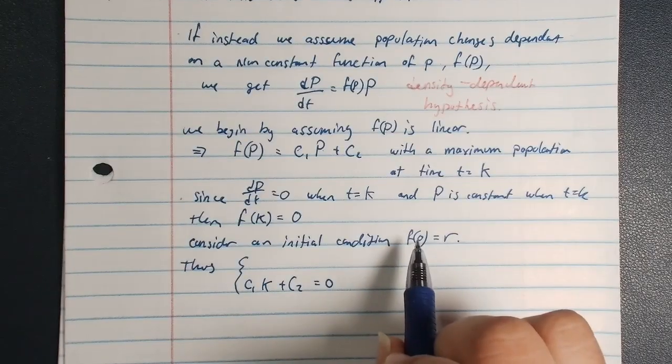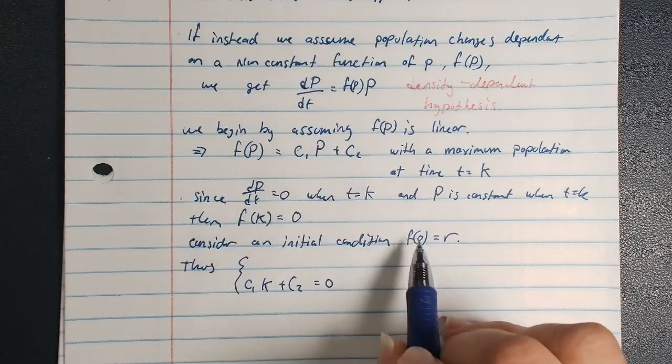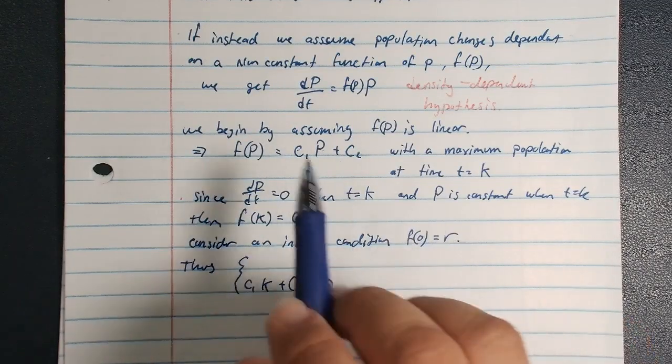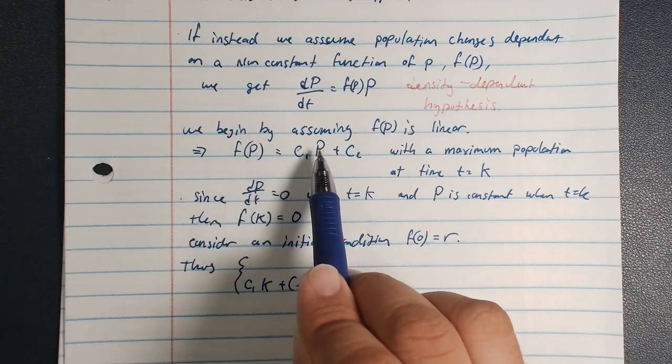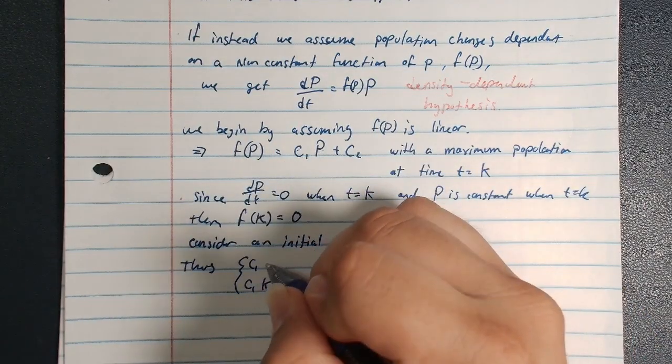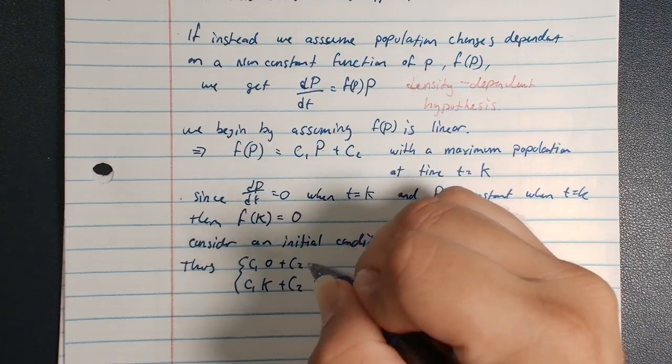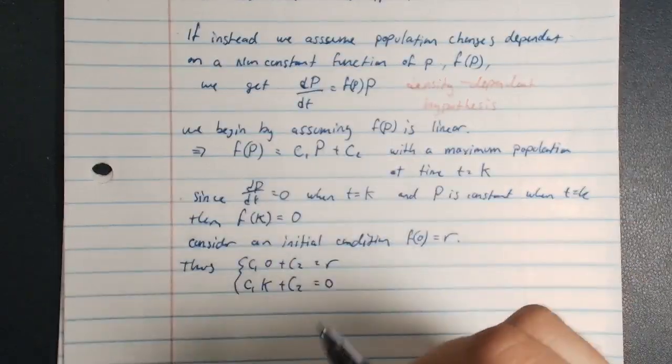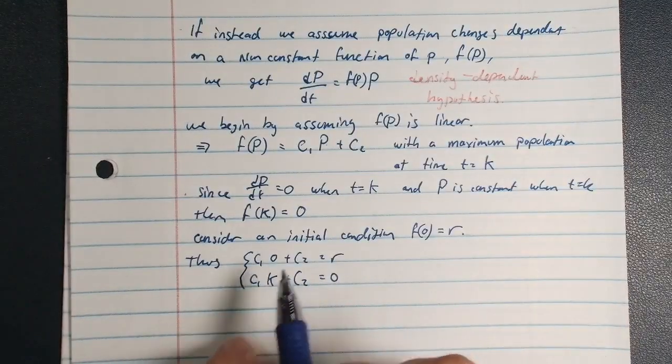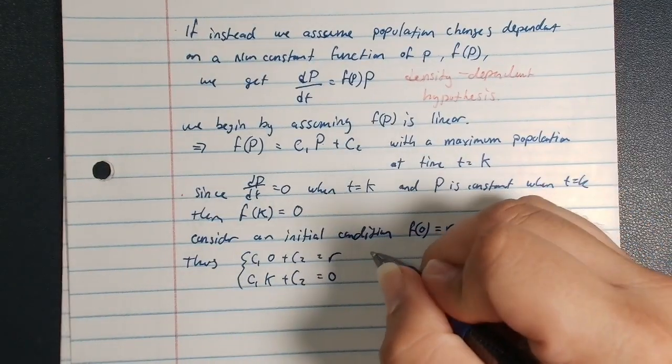For my initial condition, I get that if p is equal to 0, then my result is r from this function. So if I plug in 0 here, I get c1 times 0 plus c2 equals r. And so, well, right here, this just goes away, and c2 equals r.